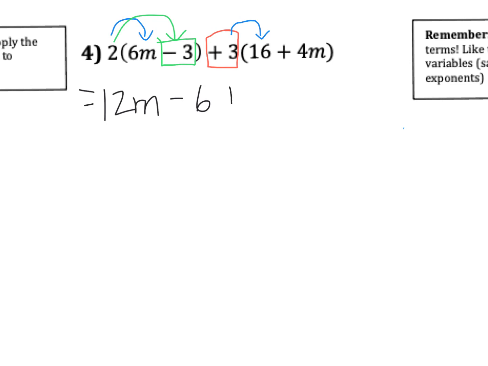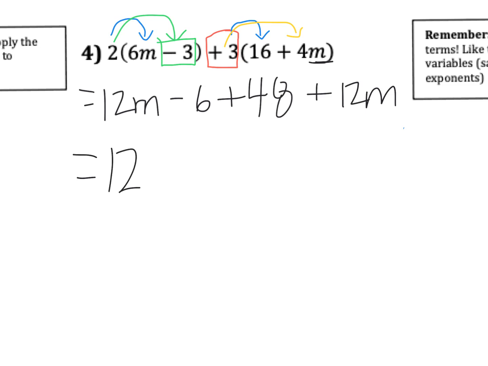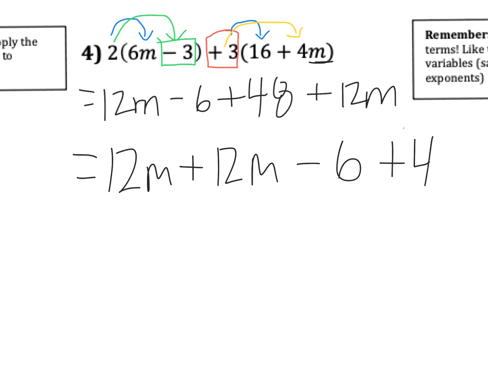3 times positive 16 is positive 48. Next, I deal with positive 3 times positive 4m. Positive 3 times positive 4m is positive 12. And do not forget about the m. Okay, next step. There are some terms that I can collect. So let's reorganize. I'm going to do 12m plus 12m. Those are my two terms that I just kind of started out. And then I'm going to do negative 6 plus 48.